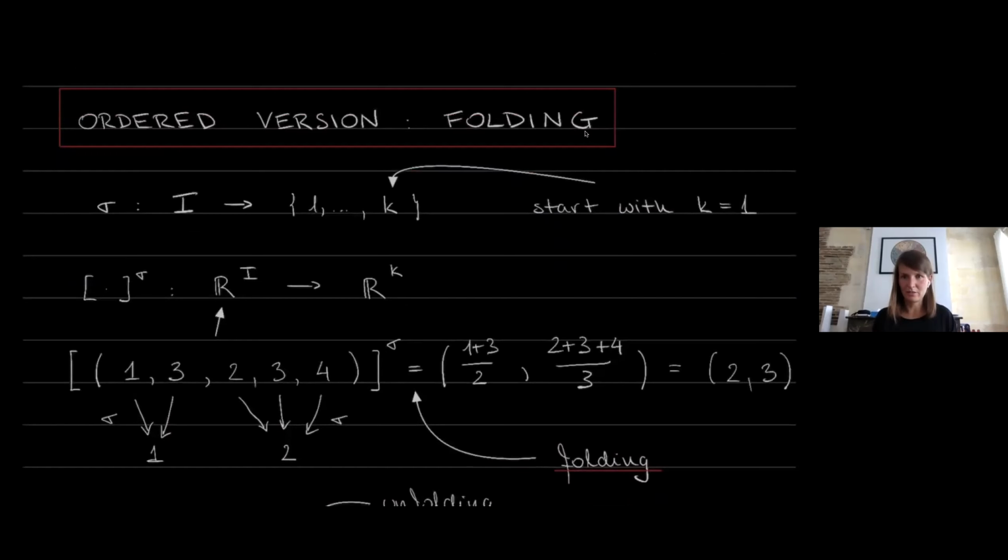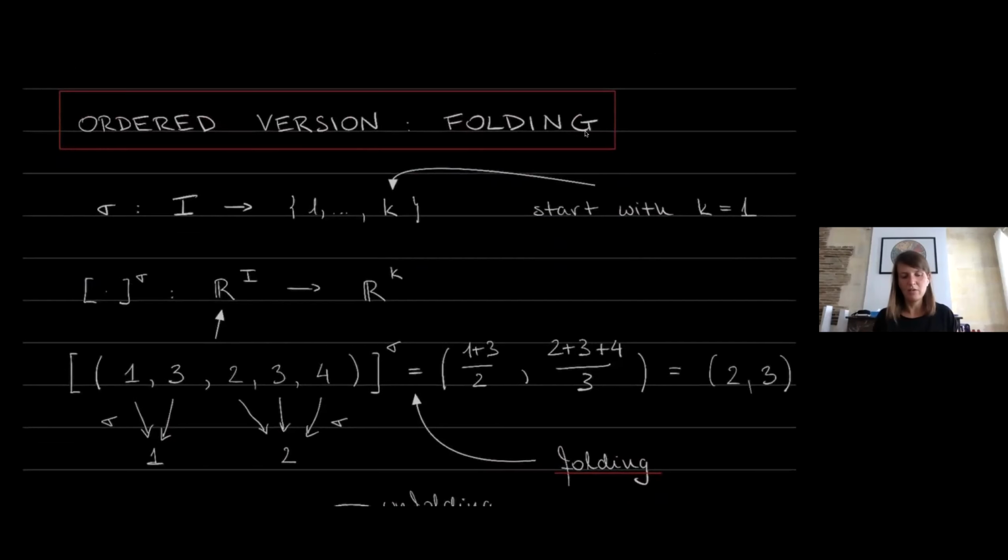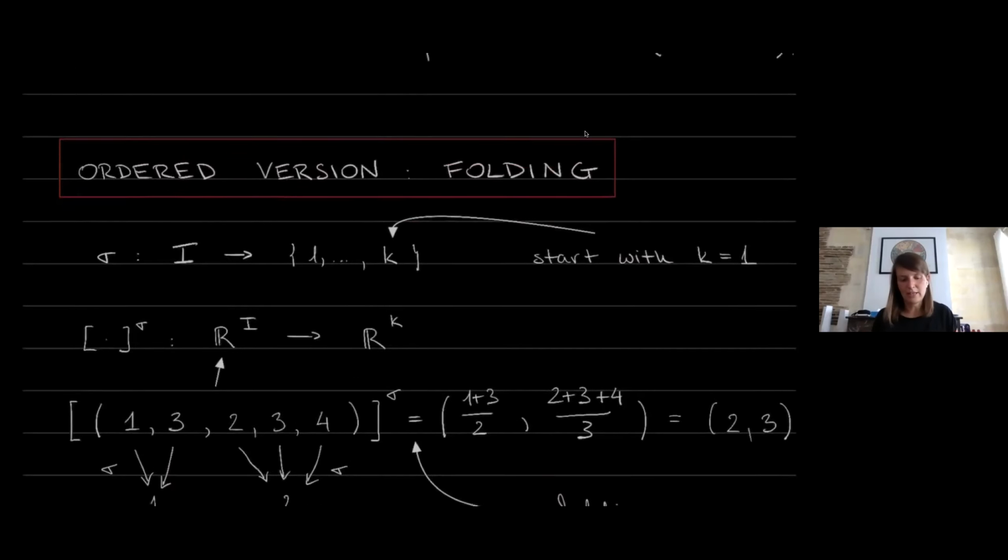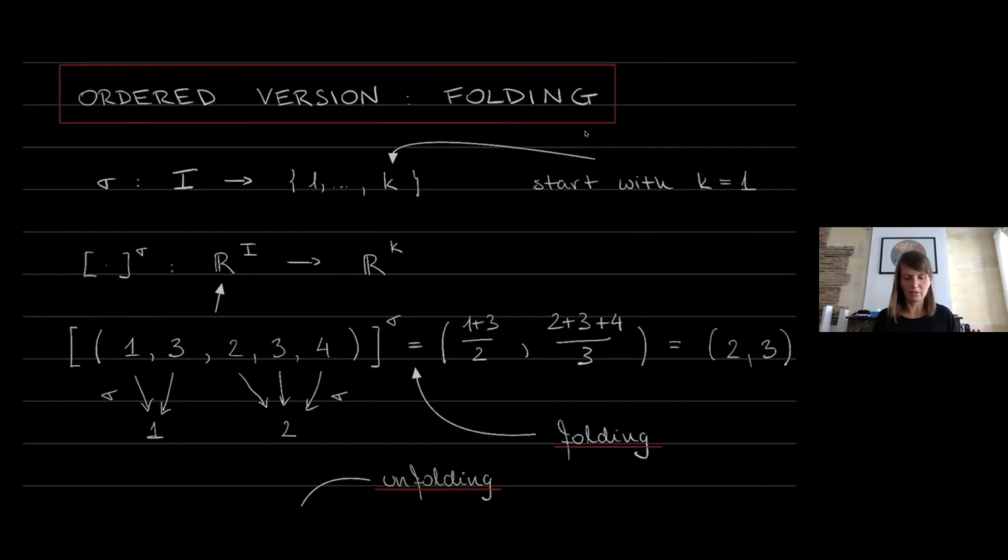So what I mean by this ordered version, the idea is called folding. At any point during the run of the algorithm, we have some function sigma from the set I of variables to an ordered set 1 to k. So this defines a quasi-order on I. At the beginning, we start with k equal 1. We can also think about it as an equivalence relation, an order on equivalence classes. At the very beginning of the run of the algorithm, we just put everything in one equivalence class, and then we will refine this.